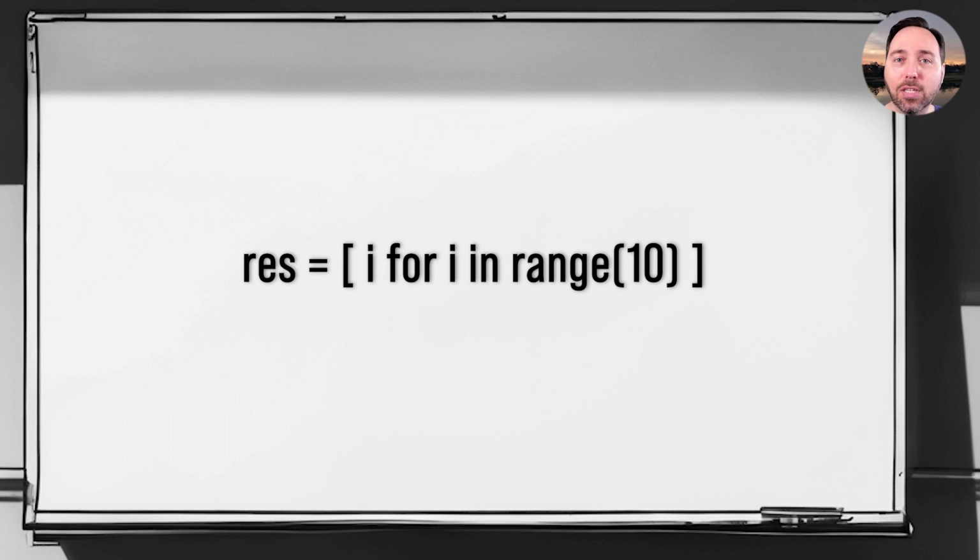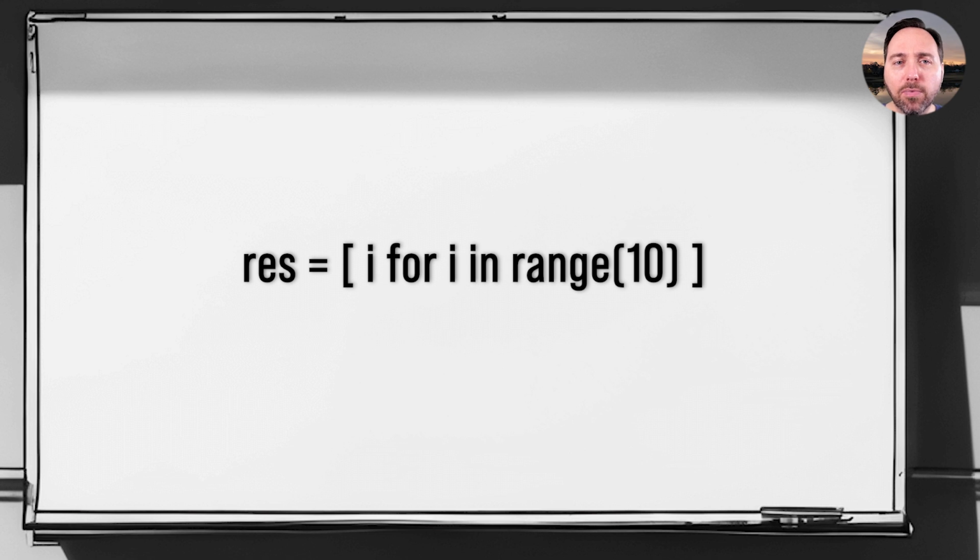Inside the brackets, let's start on the right-hand side, which is our iterable item. In this case, we are using a range that runs from 0 through 9 inclusive. Directly to the left of that, we define a temporary variable, i, which represents each individual item in our iterable object. Finally, going all the way to the left, we define what we want to do with that temporary variable.